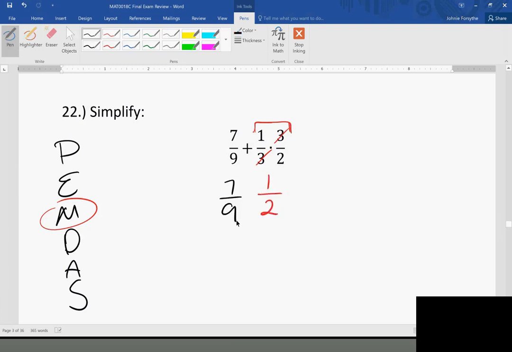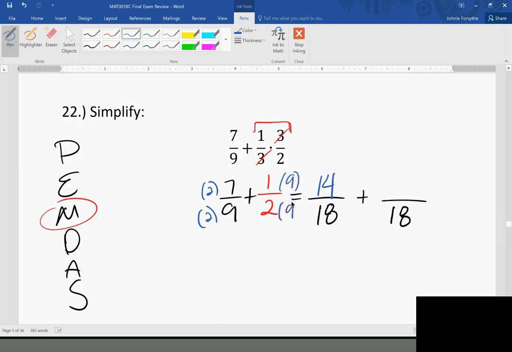So I have 7 over 9 plus 1 over 2. So now to add these fractions, I have to get a common denominator. So I have 9 and 2, I can get a common denominator of 18 by multiplying the fractions by the other denominator. So if I multiply the first fraction by 2 at the top and bottom, I'm going to have 14 over 18. And then if I multiply the second fraction by 9 at the top and bottom, I'll have 9 over 18.